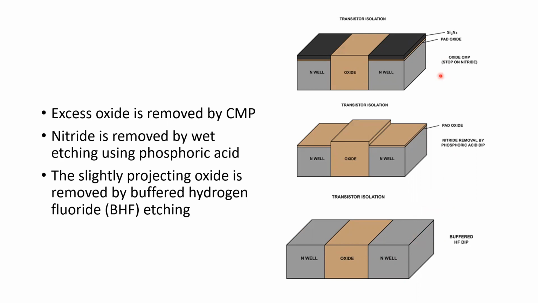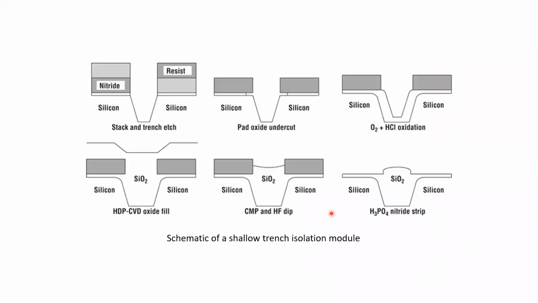The CMP removes the excess oxide, and then we see the silicon nitride again. Then we remove the nitride using wet etching with phosphoric acid. Next, the projecting oxide is removed by BHF, buffered hydrogen fluoride etching. So we get this flattened surface.